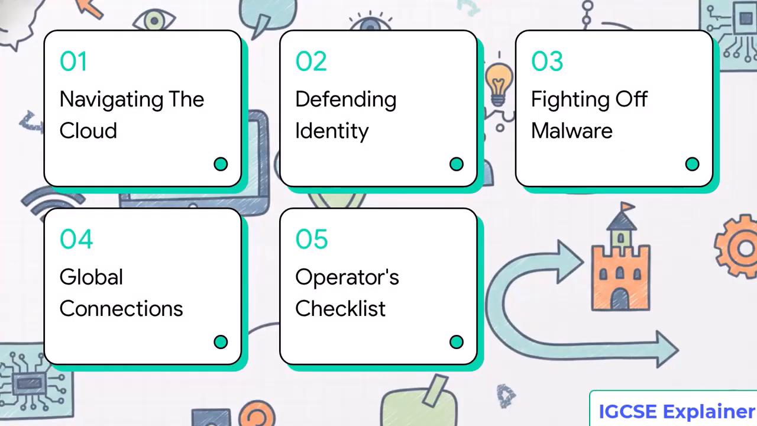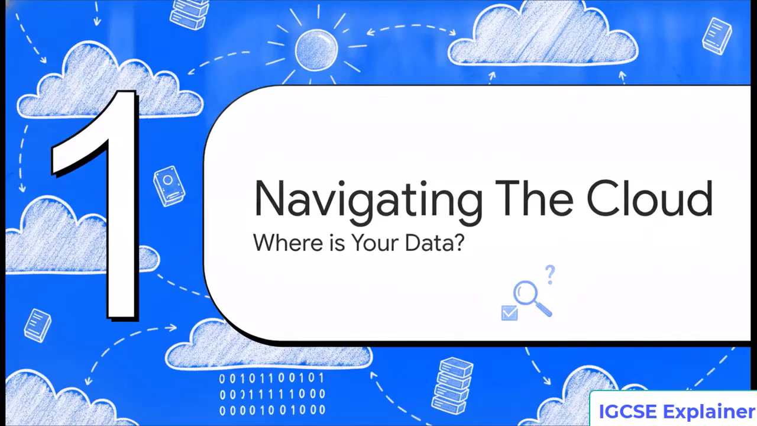Here's a quick look at your mission briefing outline. We've got 1, navigating the cloud, 2, defending your digital identity, 3, fighting off malware, 4, the tech behind global connections, and finally 5, the digital operator's checklist. We're going to move efficiently through all 5 of these stages, ending with a checklist you can literally apply the second we're done here. Okay, section 1, navigating the cloud.